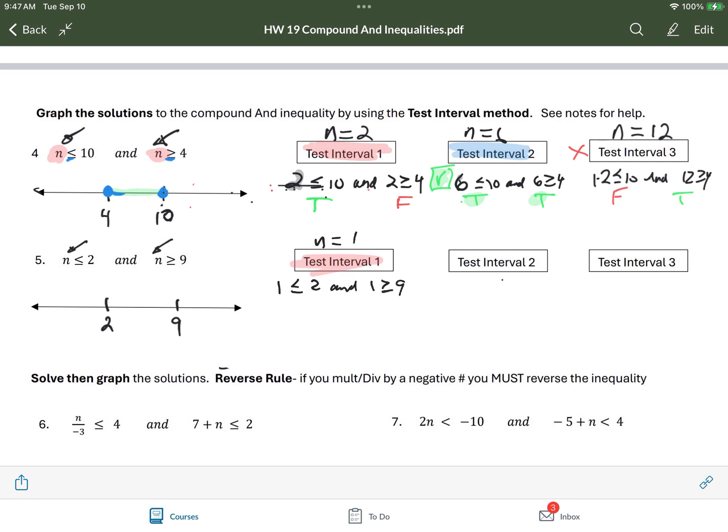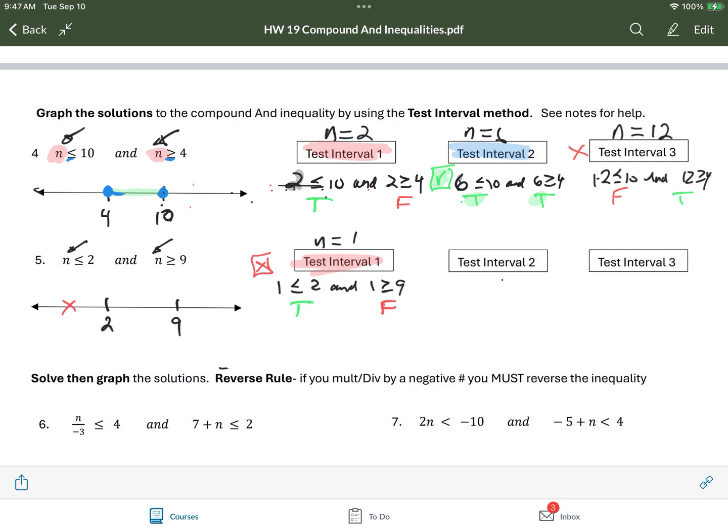So is 1 less than or equal to 2? True. Is 1 greater than or equal to 9? False, right? And therefore it did not make both sentences true. So these are not solutions. So anything to the left is not a solution.